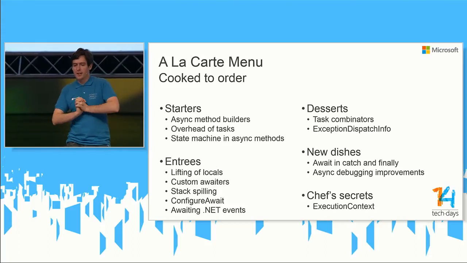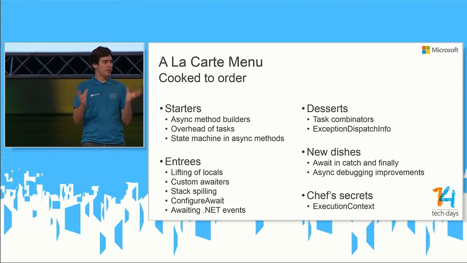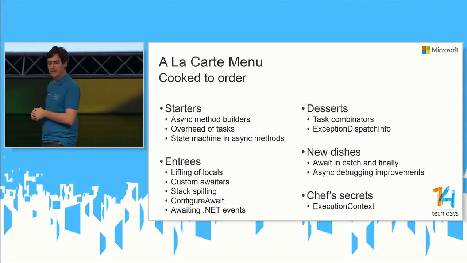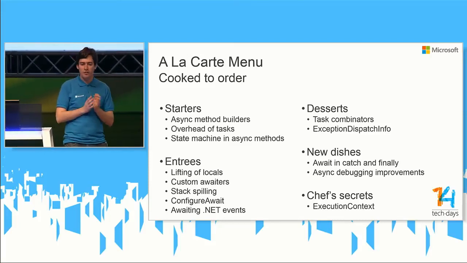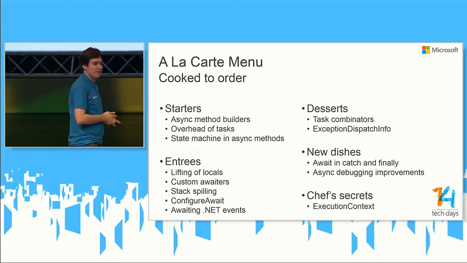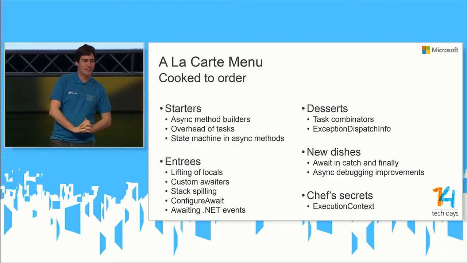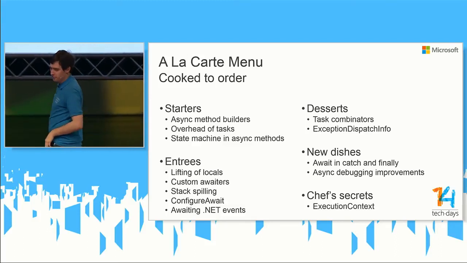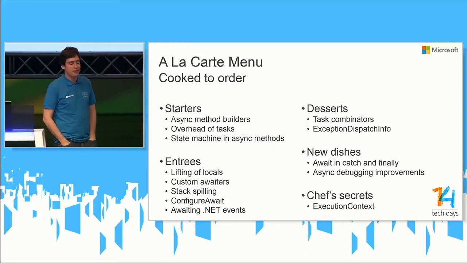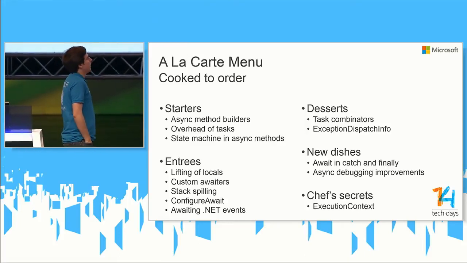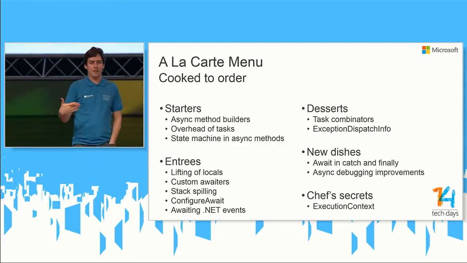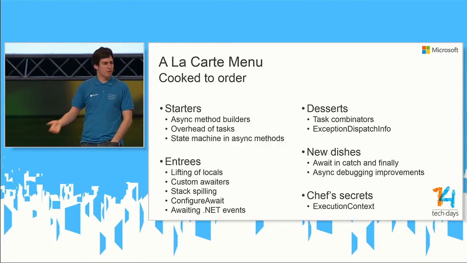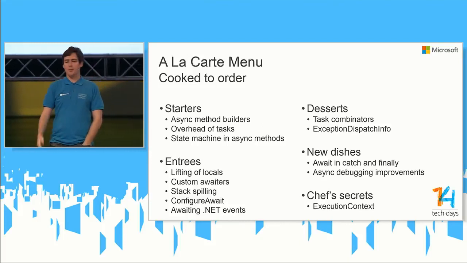I'll be talking about a bunch of interesting things. I could highly recommend a couple of things in there that are really going to blow you off your socks. Things like stack spilling are very, very fun, and awaiting .NET events is some nice extensibility point with awaiters. Then we have some desserts. We have things like task combinators, exception dispatch info, little things that are in the framework, really lightweight, that you may not be aware of.